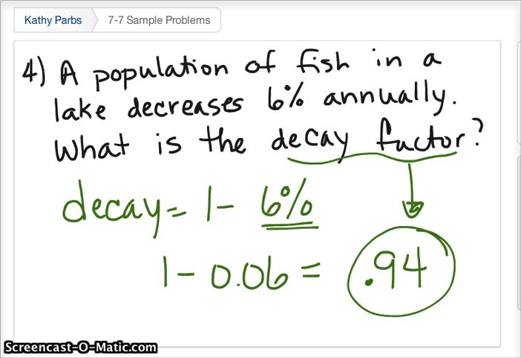If the population had been increasing, to find the growth factor instead of subtracting right here, we would have done exactly the same steps, but we would have added, and our growth factor would have been 1.06.